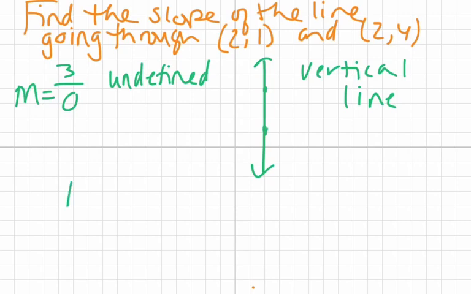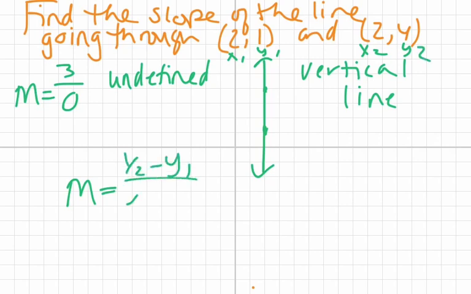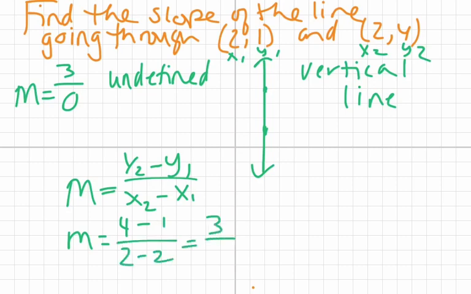Now, if you use the formula to do this, we have x1, y1, and x2, y2. And we have the formula, which is y2 minus y1 over x2 minus x1. And we go to plug this in, so we have 4 minus 1 over 2 minus 2, and you'll notice that we get 3 over 0. So vertical line, we say the slope is undefined.